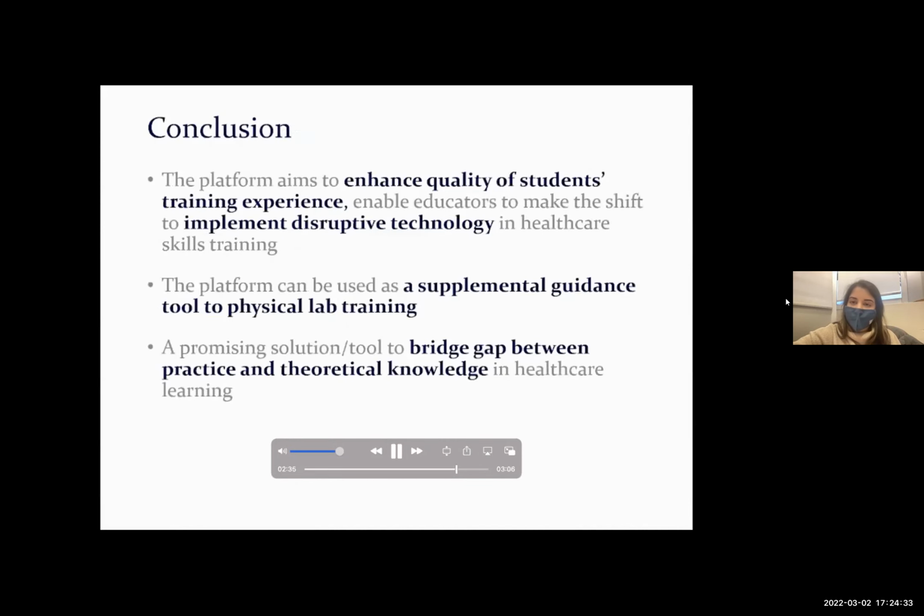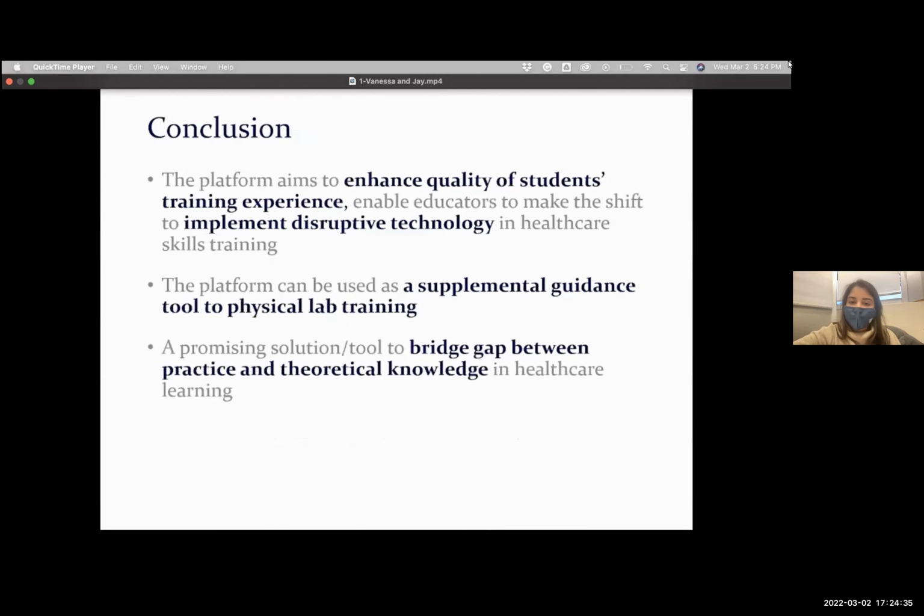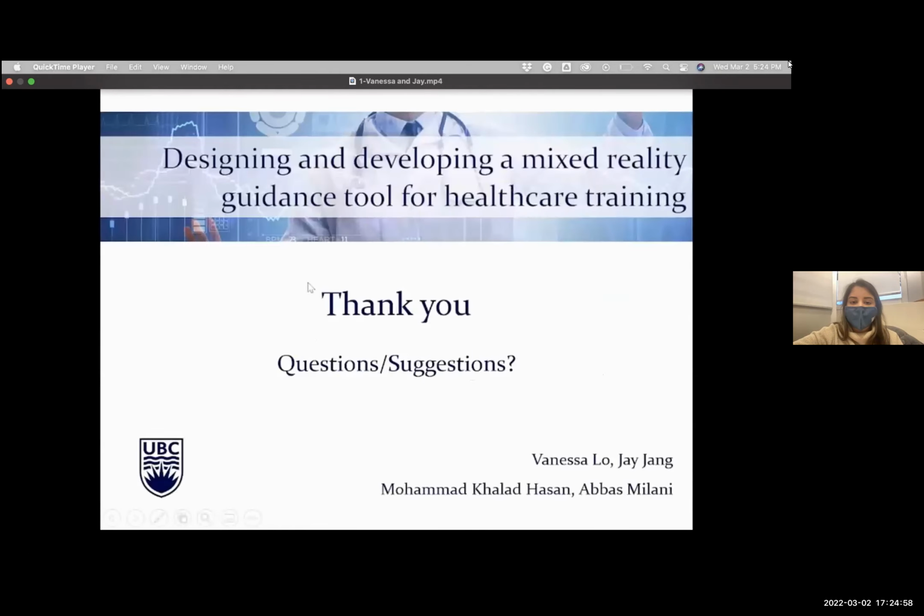So our platform basically aims to enhance the quality of a student's training experience for lab and really help enable educators to make the shift to implement disruptive technologies such as mixed reality in healthcare skills training. The platform can be used as a great supplemental guidance tool to physical lab training. And we believe that it is a promising solution to bridge the gap between practice and theoretical knowledge in healthcare training. And yeah, that's the end of our presentation.